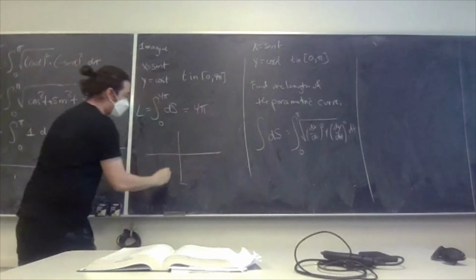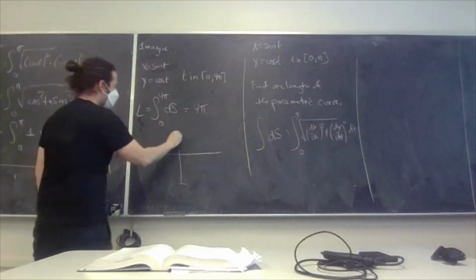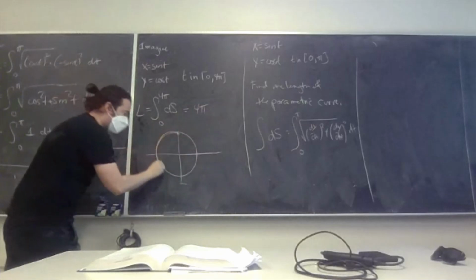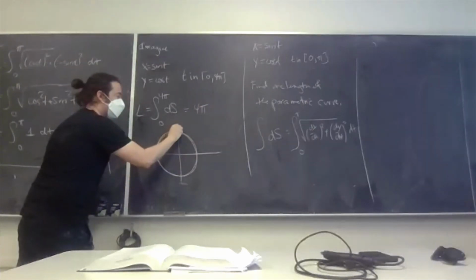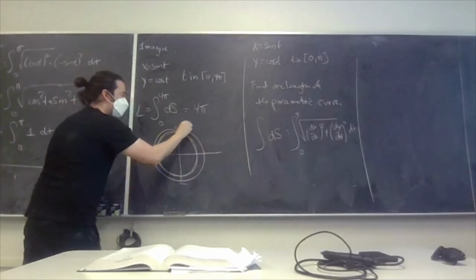Basically, what ends up happening is, so it's sine, so you start at the point 0, 1, you go this way. So you go around once from 0 to 2 pi. So 0 and 2 pi fall at the same point, but it also adds up the length of traveling around again.